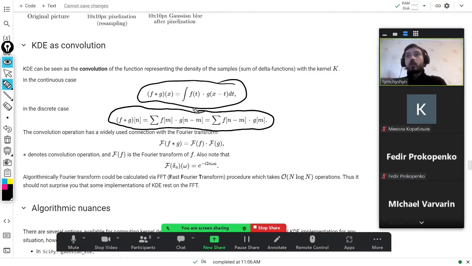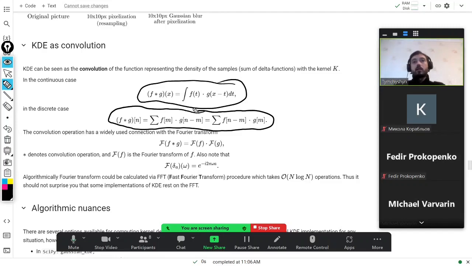And what I want to mention here is that convolution is very often used together with the Fourier transform. Can you tell me why? What's so special about the Fourier transform and convolution? If we pointwise multiply two Fourier transformed signals, it is equal to the convolution of those two signals.